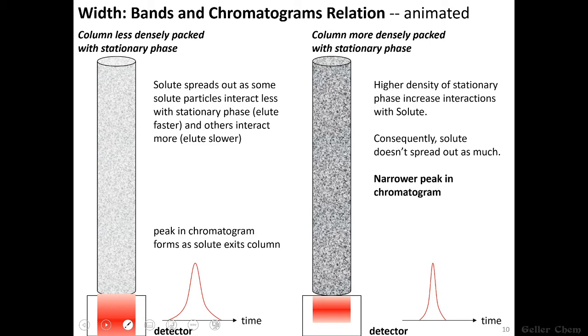Now the next concept to address is why a column with a more densely packed stationary phase would ultimately lead to a tighter, more narrow peak. And as we learn about that, we will also learn about why some solute particles just happen to interact less with the stationary phase and others interact more with it.